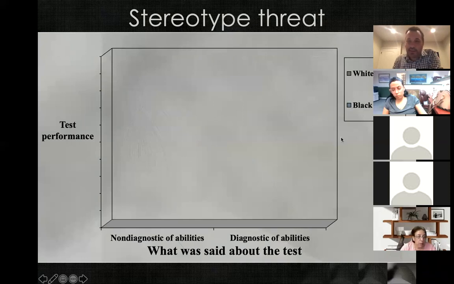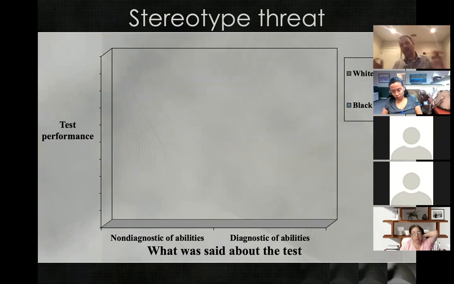So what they did is they conducted a study, these researchers, to look at this. And they had white and Black people take a verbal test. But for half of the participants, they were told the test is not diagnostic of their abilities. Meaning, you know what, we've just thrown together this test. It doesn't actually predict your verbal abilities. It has nothing to do with your actual verbal abilities. It's just a test we put together. So it's not diagnostic of anything.